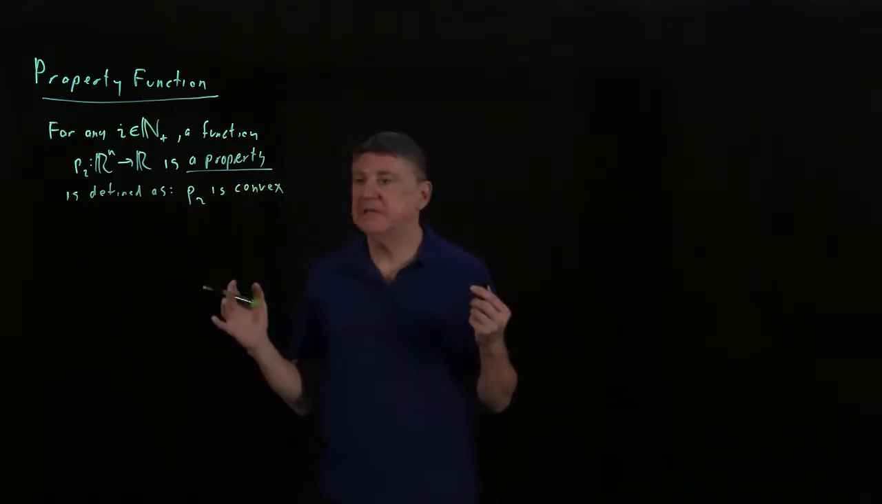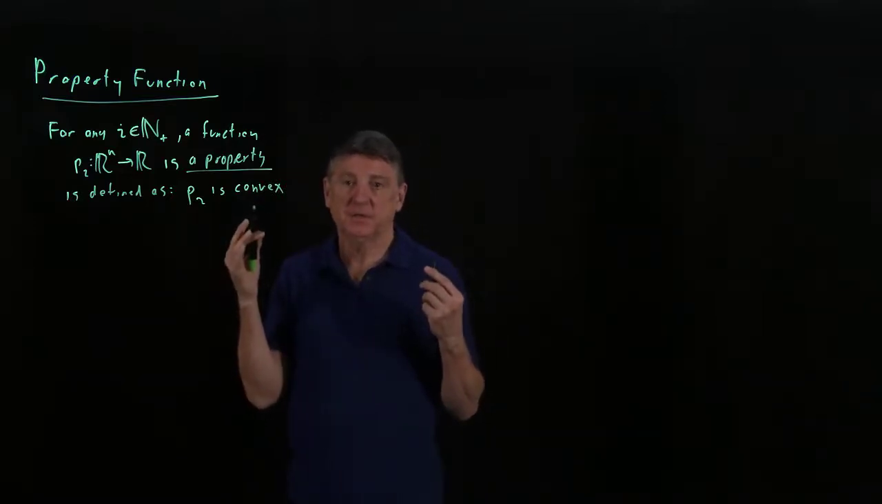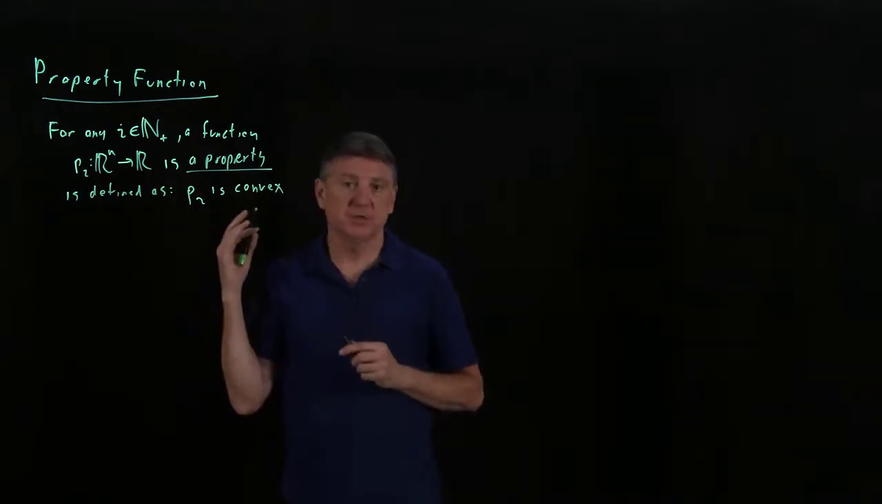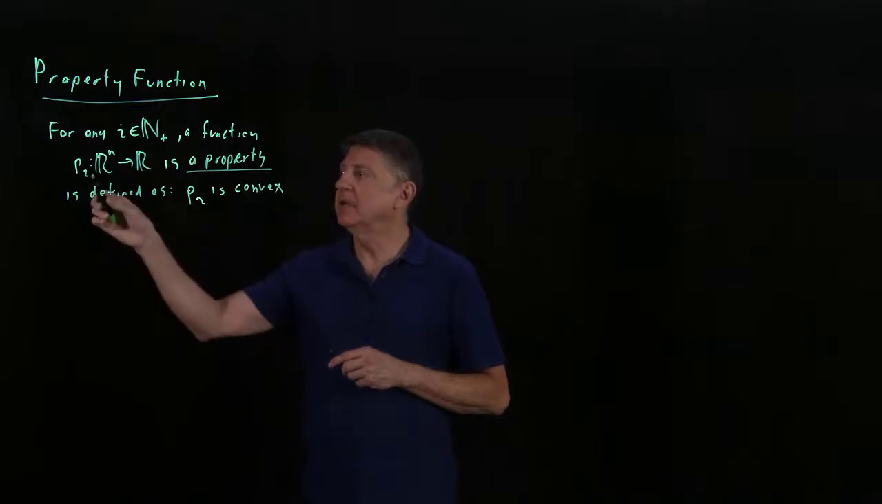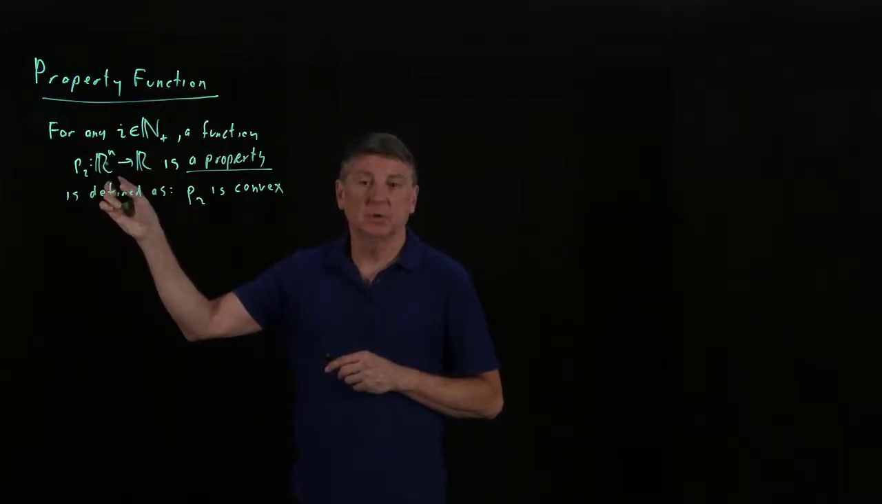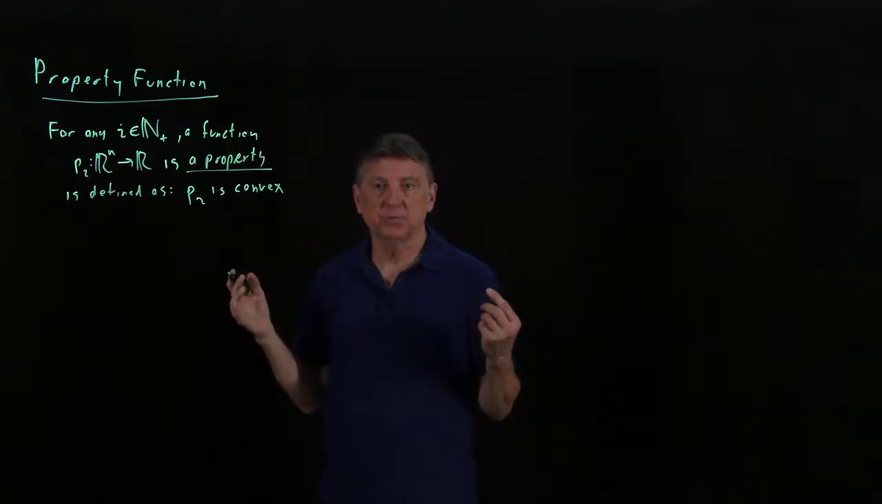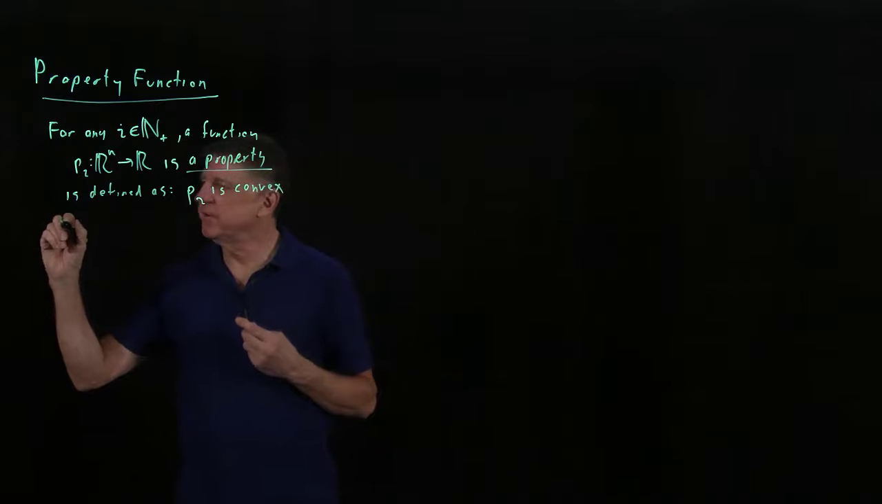Simply put, what that means is that we will refer to any convex function as a property function, or when we say something's a property function, what we mean is it's a convex function. And we'll index this starting at the number 1 and so on. So let's make an observation here.